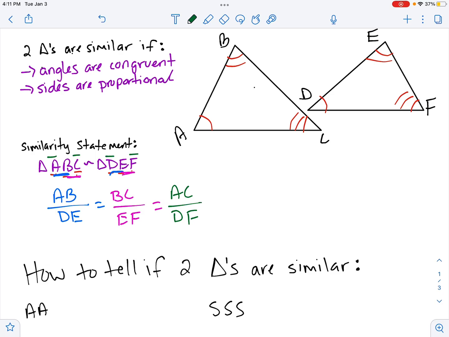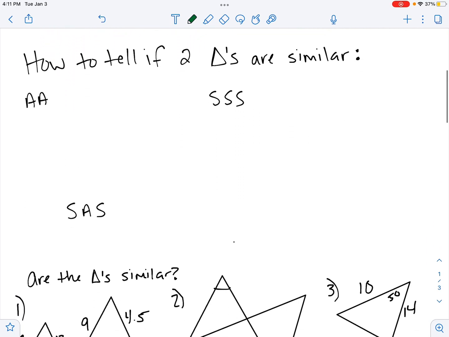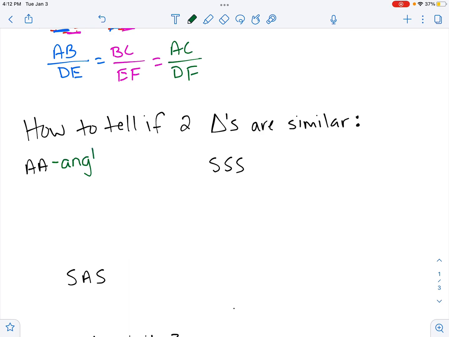So how can we tell if two triangles are similar or not? Do we have to check every single side and every single angle? No. We have three theorems. We have AA, which is angle, angle. That means if I have two triangles and I have this angle is equal to this angle and this one's 56 and so is this one, I have an angle and an angle that are equal to an angle and an angle. So these would be similar.